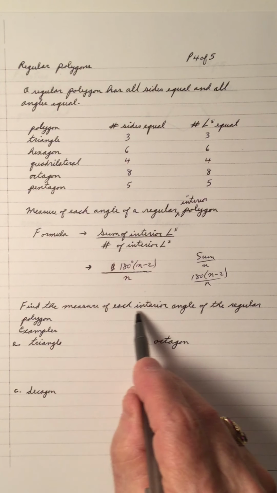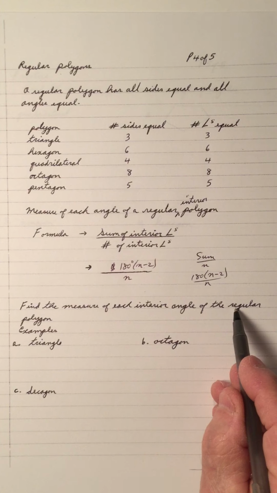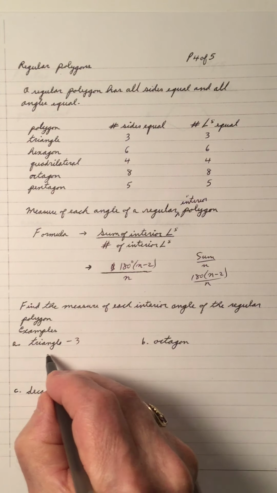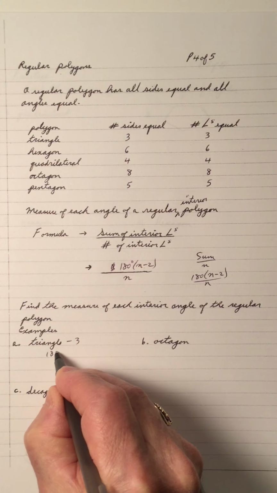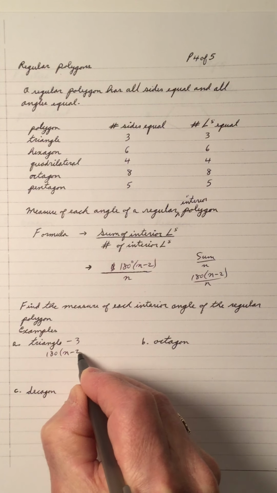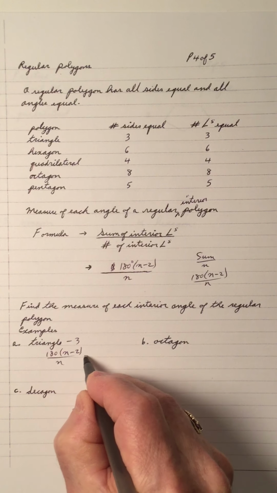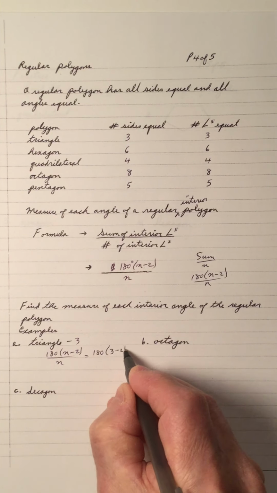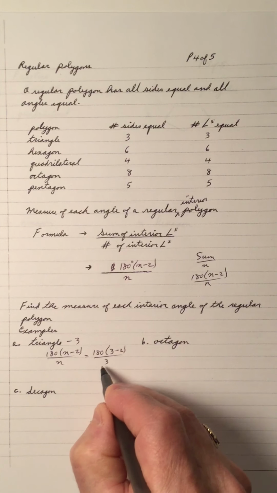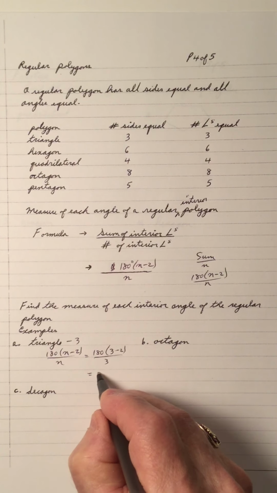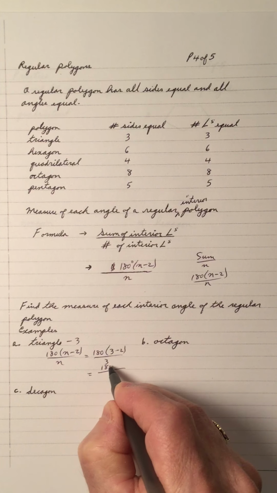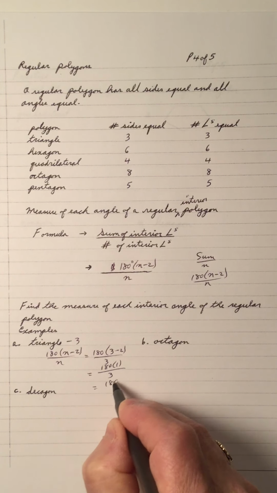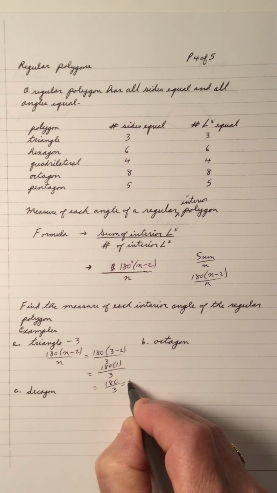Find the measure of each interior angle of a regular polygon. A triangle has 3 sides. So what's the formula? 180 times n minus 2, divided by n. So that's 180, and n is 3, so I'm substituting 3 for n. And I work the top out first, so it's 180 times 1 divided by 3. That's 180 divided by 3, so I get 60.